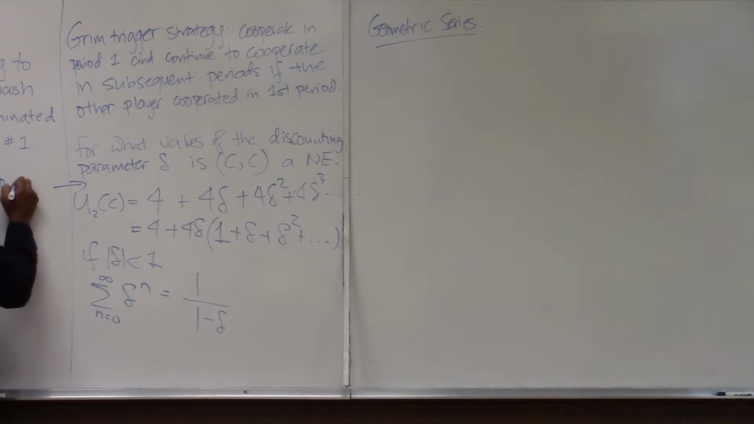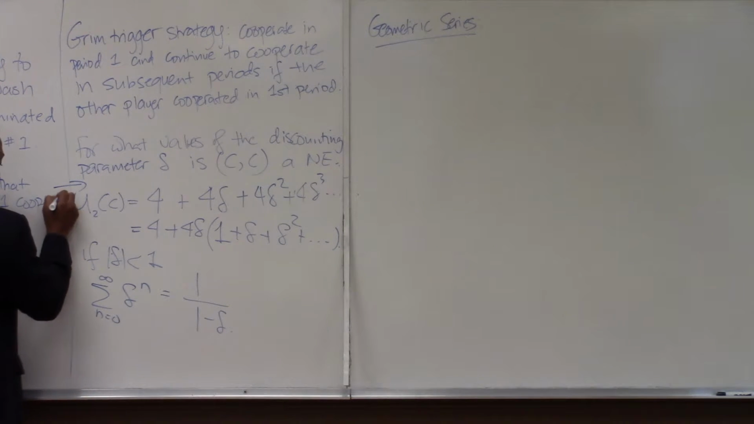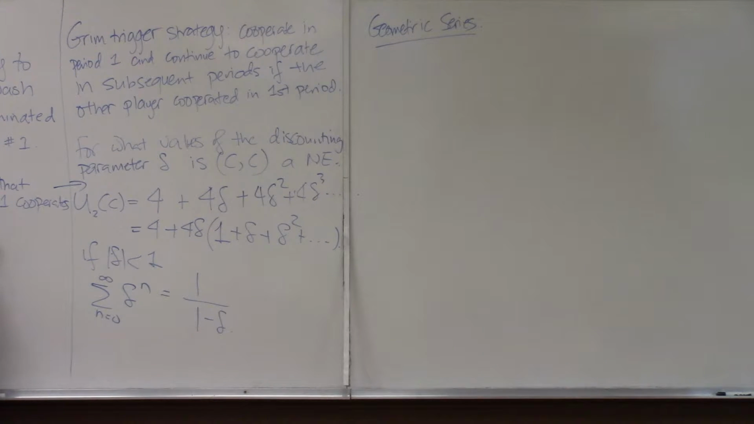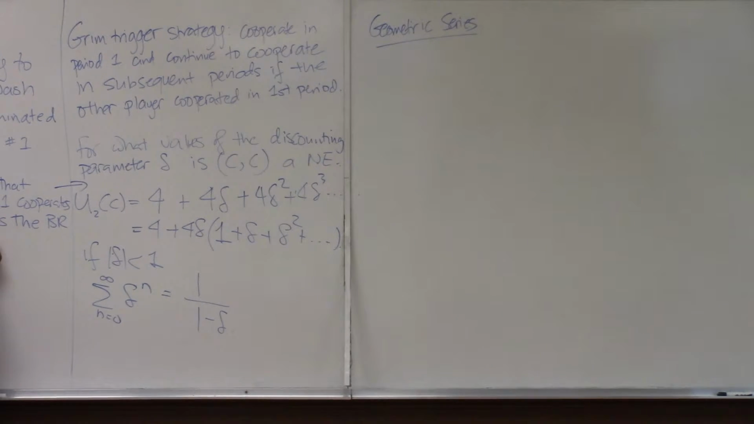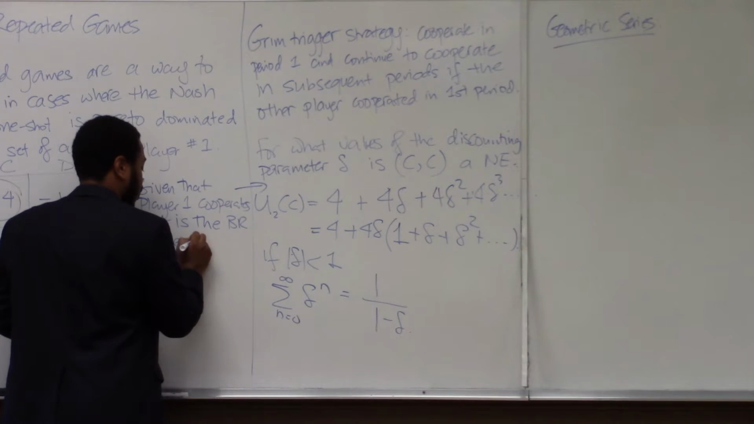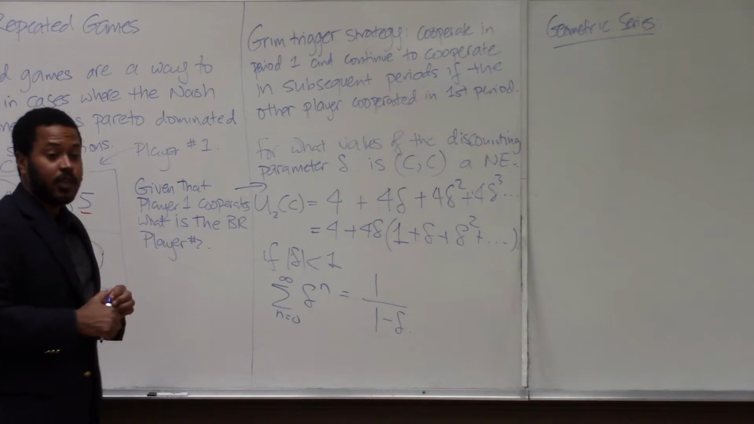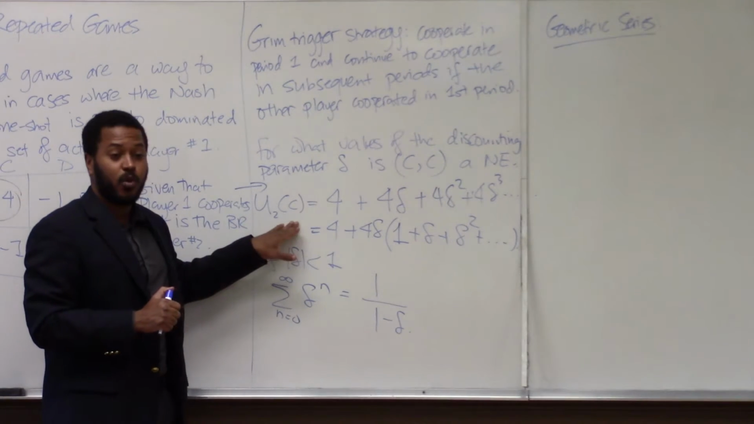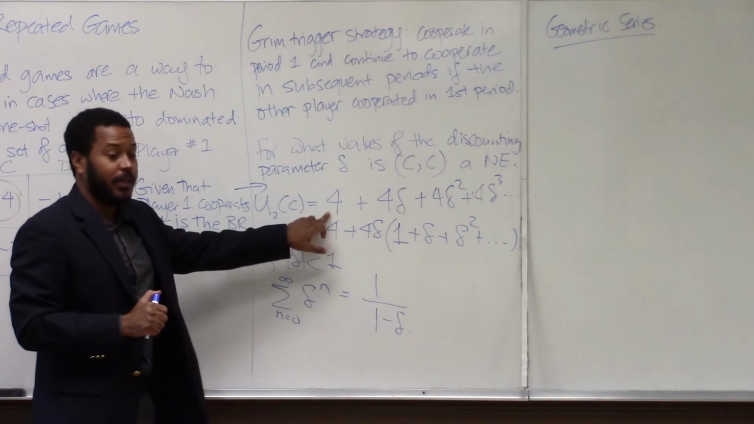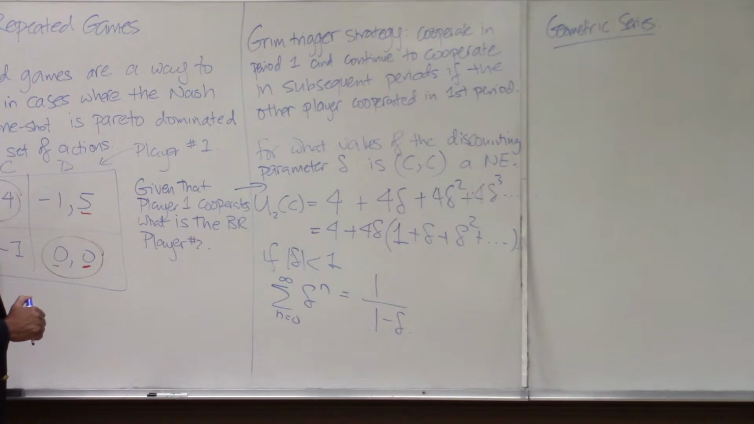Given that player one cooperates, what is the best response of player two? Right? And so we're going to take this as given. Player one is cooperating. We're saying, what's the utility of player two for cooperating? So if player two also cooperates, in the first period, player two is going to get a 4. Does everybody see that?